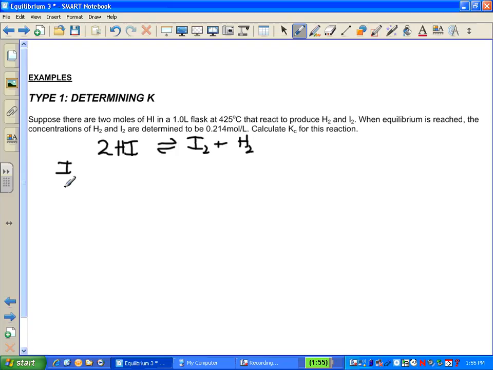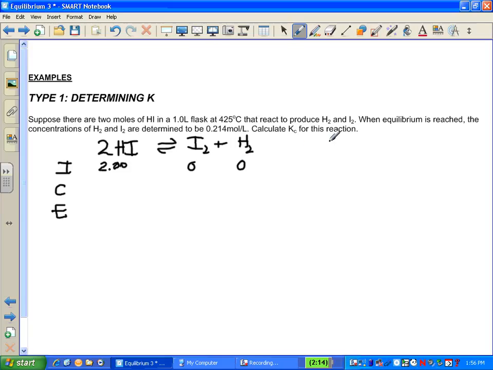Now let's create an ICE chart. The rows of the ICE chart, ICE, stand for initial, change, and equilibrium. So let's start by adding to the initial row the information that we're given. We know that 2 moles of HI were added to this empty flask. So the initial concentration of HI is 2 moles per liter. Therefore, I can enter 2 for the initial row of HI. There is no mention of any I2 or H2 in the flask initially. Therefore, the initial concentrations of these two substances is both 0.